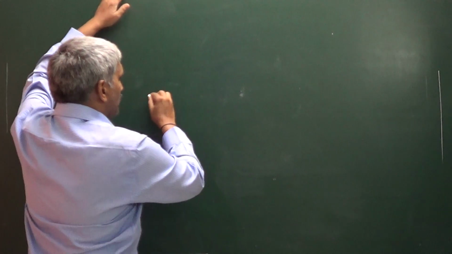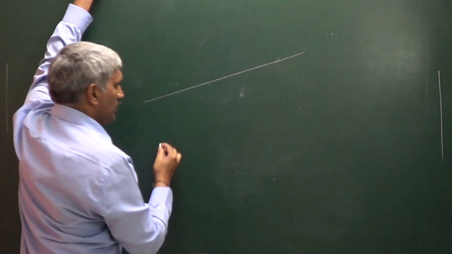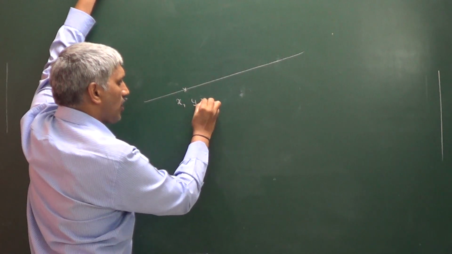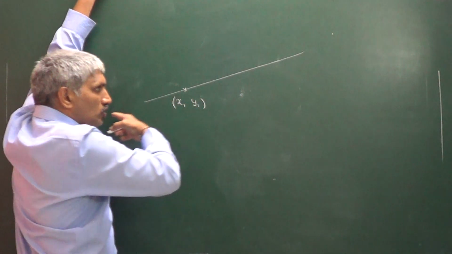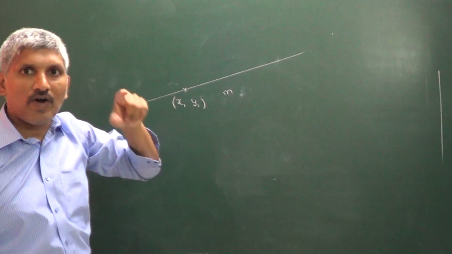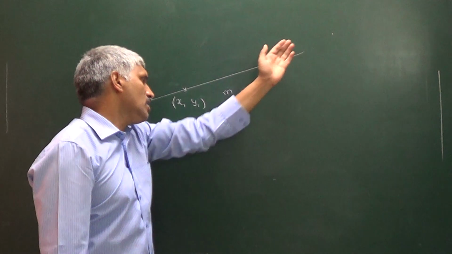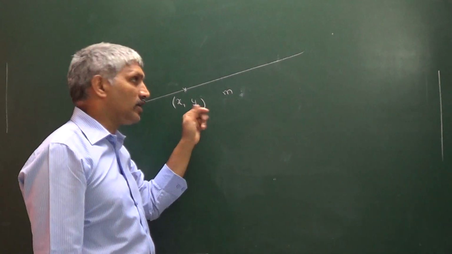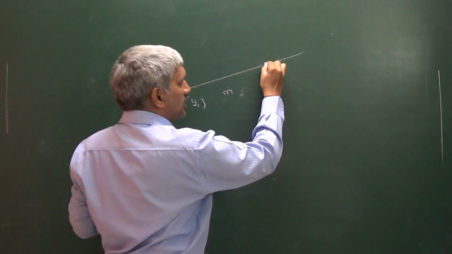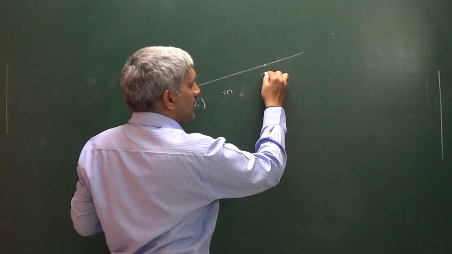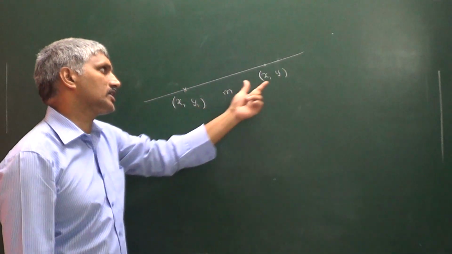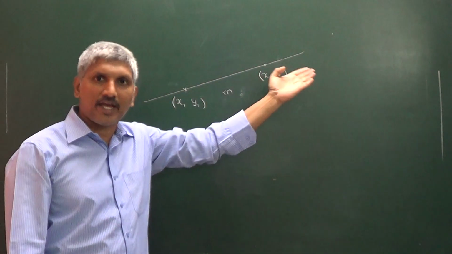Now I want to find out the equation of a straight line. The information given is that this line is passing through a point (x1, y1), and the slope of this line is m. We want to find the equation of a line passing through the point (x1, y1) with slope m. For finding the line equation, I am taking a general point on the line. Let (x, y) be a general point on the line. This (x, y) we can take anywhere on the line, right?